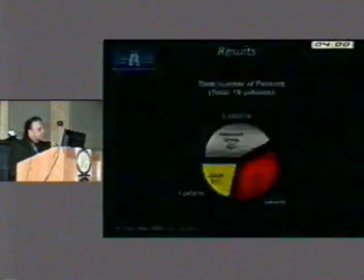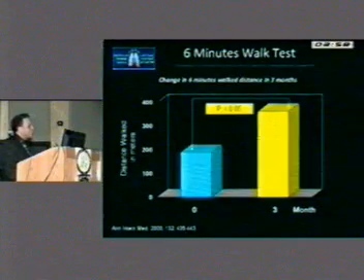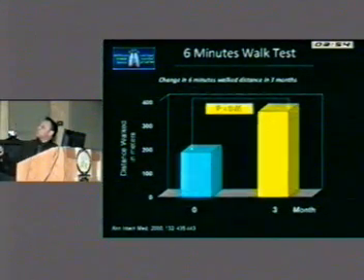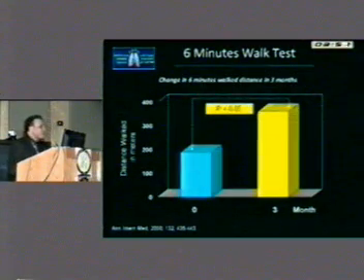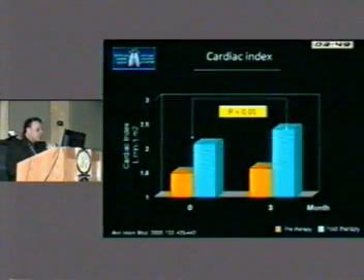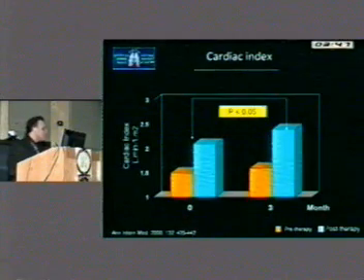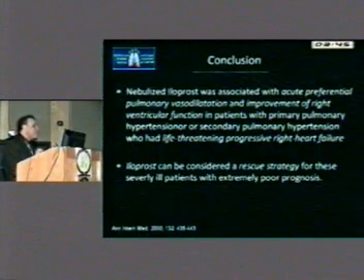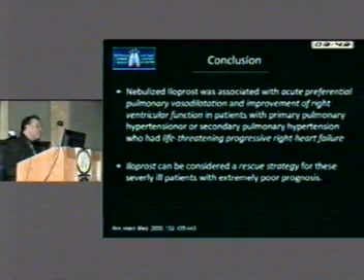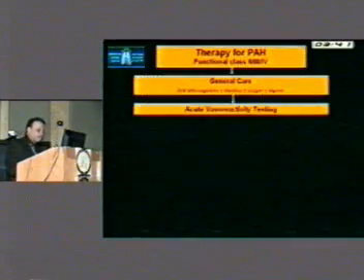Now remember, as I said, that those were dying patients. When we followed them up for 3 months, their 6-minute walk distance improved dramatically by about 200 meters. That was very good. And their cardiac output improved significantly as well, indicating that this drug can be used as a rescue drug in severe cases.